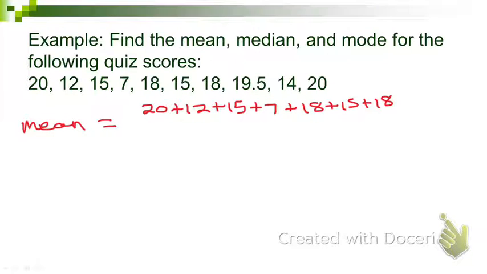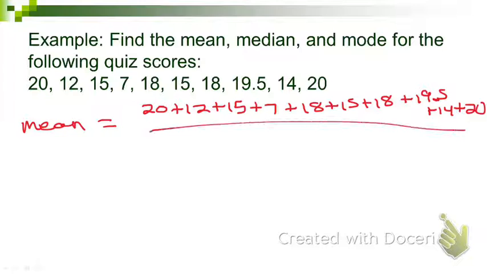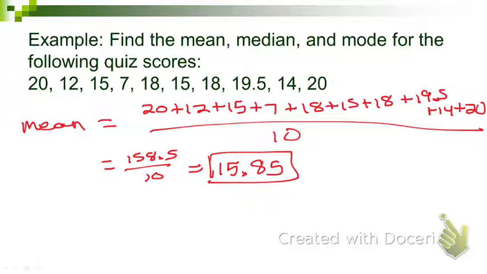So you're adding them all up. Running out of space. Plus 14, plus 20. And then I want to make sure how many I have. 3, 4, 5, 6, 7, 8, 9, 10. All right, so now if you put that into your calculator, 20 plus 12 plus 15 plus 7 plus 18 plus 15 plus 18 plus 19.5 plus 14 plus 20. So I get 158.5. I'm going to divide by 10. And you get 15.85 is the mean or the average.